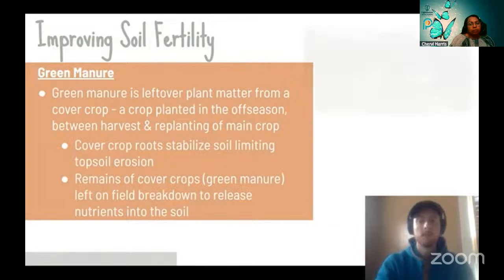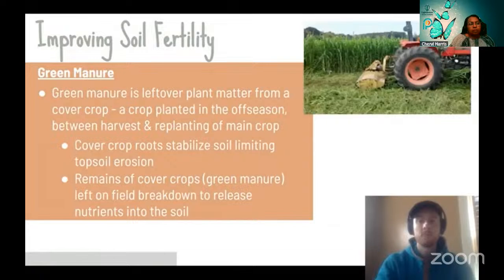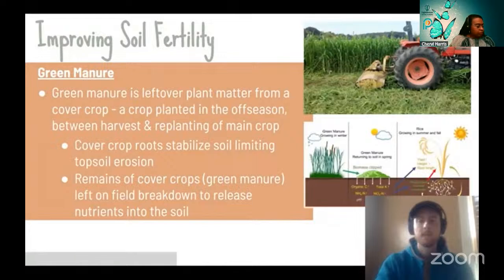So we can see a diagram here. There's a picture of that green manure being cut down and left on the field. And then this diagram helps us visualize that during the winter, when normally there's no crops, we can have certain crops like oats or clover, and then they can be clipped down. Their biomass is just left on the soil. It limits erosion. And then slowly over time, those nutrients will be released into the soil, and we're going to get better yields the following year when we plant our main crop because all of those nutrients are being returned to the soil.